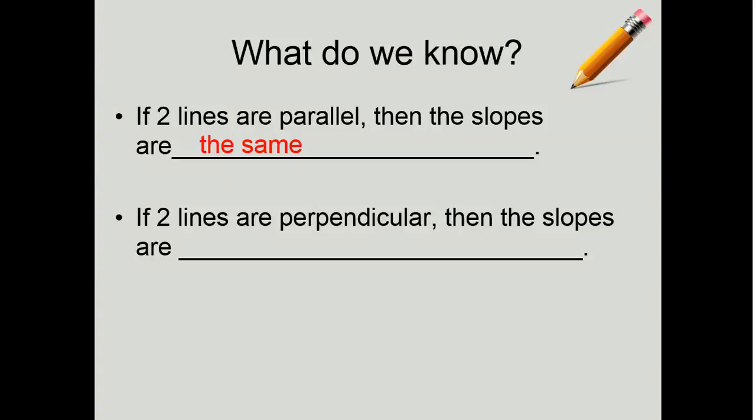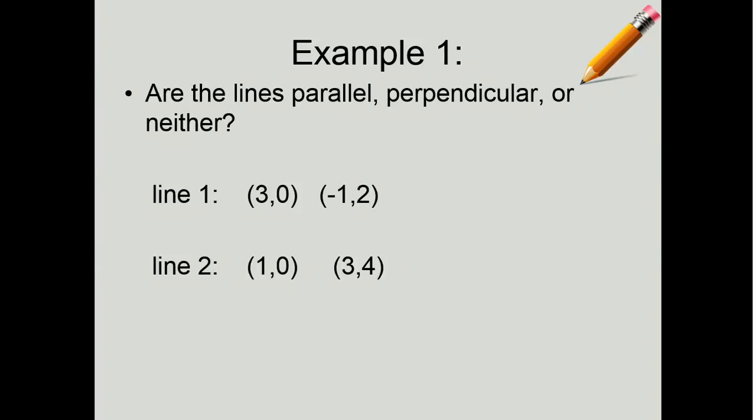If I have two lines that are perpendicular, then the slopes are negative reciprocals of each other, aka it's flipped and then the sign is changed. So if it would be 1/2, it would be -2 for my slope. So let's refresh. Let's see if these lines are parallel, perpendicular, or neither. I have a line that goes through the points (3, 0) and (-1, 2). And I have a line that goes through (1, 0) and (3, 4).